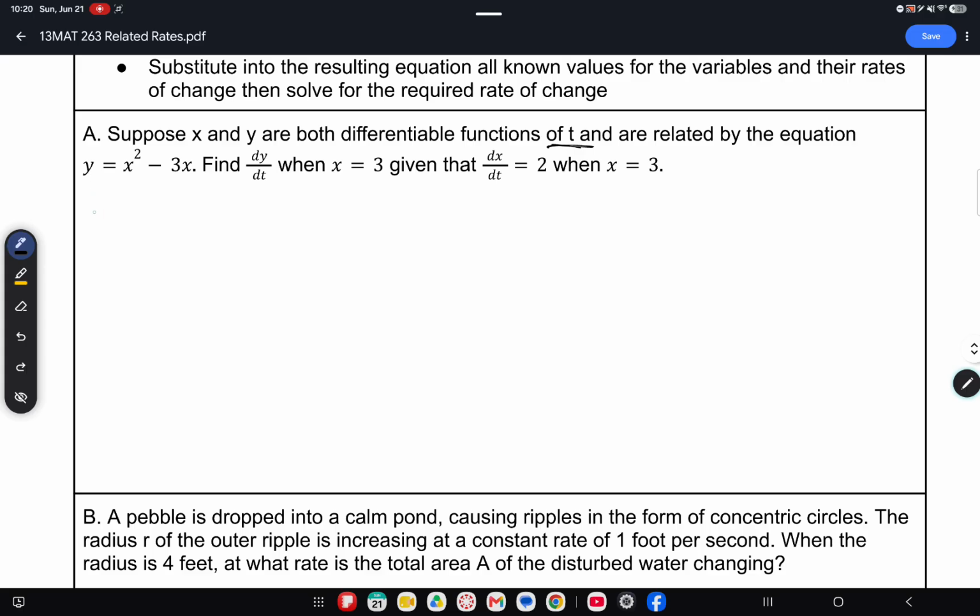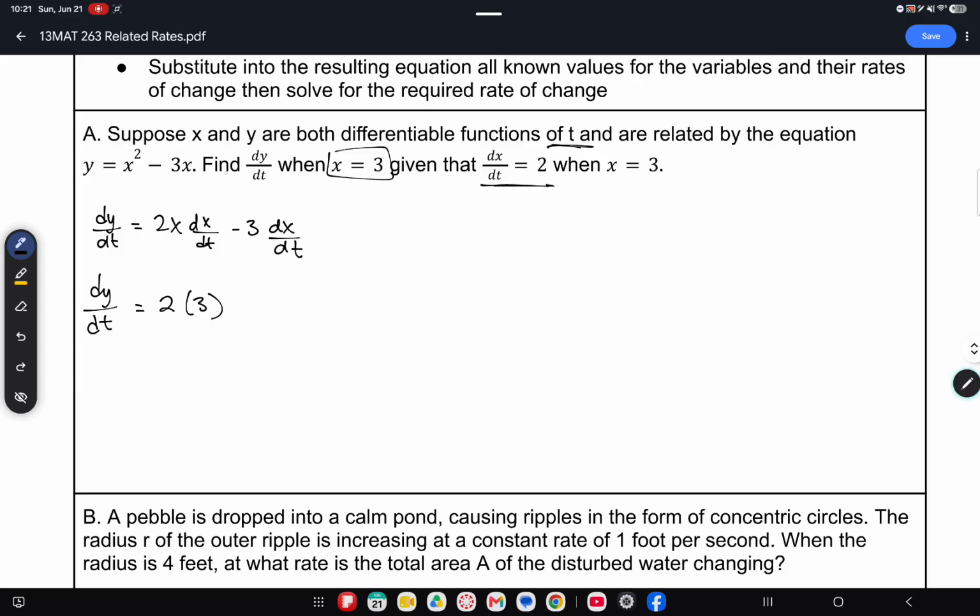So the derivative of y is 1, but with respect to t, it's dy/dt. X squared, derivative is 2x, but with respect to t, dx/dt. And then I have minus 3x, so minus 3 dx/dt. All right, so now I want to plug in what I know. So I know that x is 3. So dy/dt is what I want to know. So x is 3. dx/dt is 2.